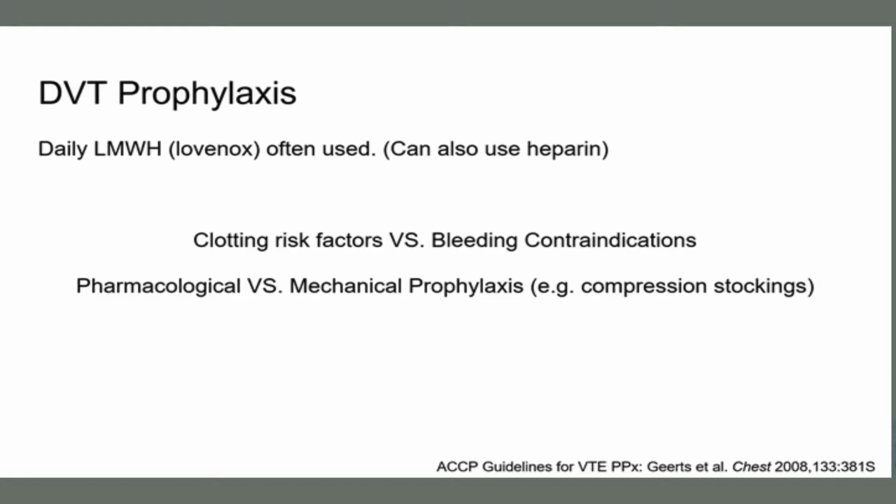The calculation to determine if a patient needs to be on DVT prophylaxis and what type are two competing interests. One is looking at what their risk factors are of clotting versus if they have any bleeding contraindications. Someone with an acute GI bleed should not be getting any type of blood thinner. And then also balancing the pharmacological versus mechanical prophylaxis. If a patient cannot get a blood thinner, a pharmacological one, you have other options like mechanical prophylaxis, such as compression stockings, which are also shown to decrease DVTs but don't work quite as well.